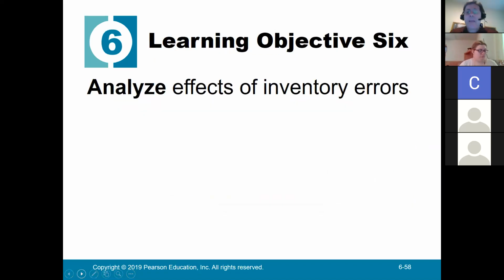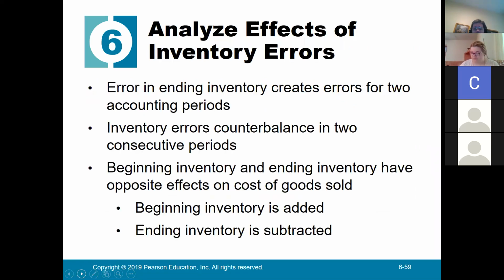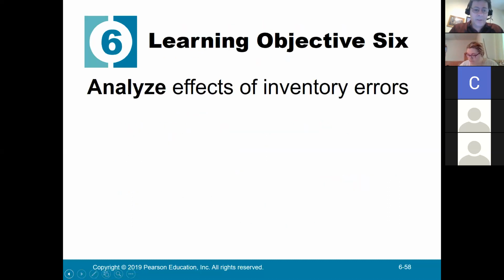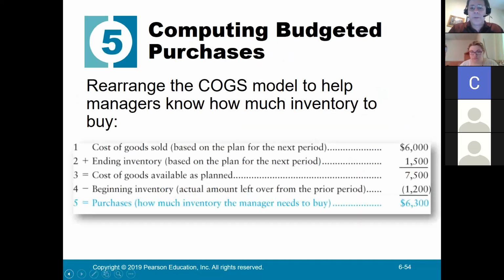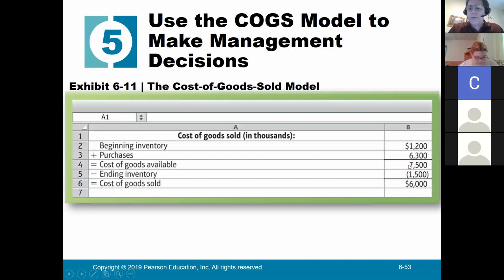All right. Inventory errors are the last learning objective. Here's the problem with making a mistake in inventory. Let's remember our formula real quick. Inventory is at the beginning and inventory is at the end. We have an ending inventory and a beginning inventory in this calculation. So if I screw up either one of these numbers, I'm going to change this number.